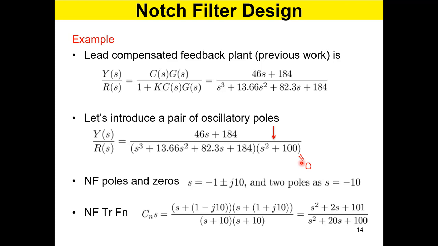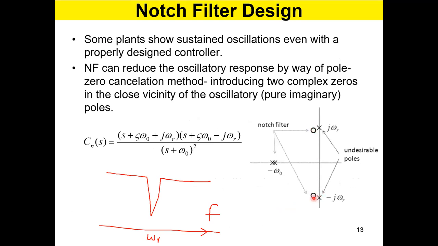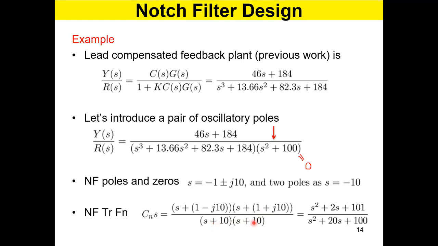Now, the notch filter transfer function is this one, S plus 1 minus J10, and S plus 1 plus J10. When you set these to zero, you get -1 plus J10 and -1 minus J10, the two zeros. Below, the denominator is S plus 10, S plus 10, which means two poles on top of each other. So the entire transfer function for the notch filter is S square plus 2S plus 101 over S square plus 20S plus 100.